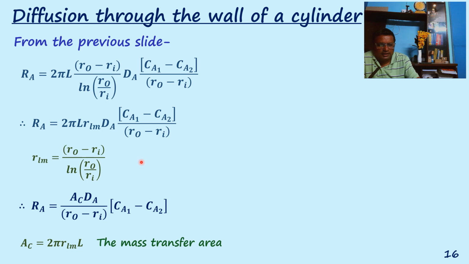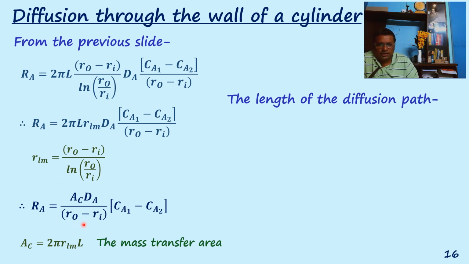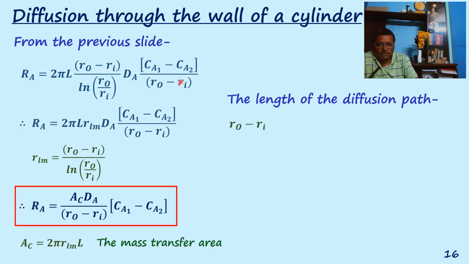Okay, that is the mass transfer area, the area available for diffusion. The length of the diffusion path is the thickness of the cylinder, that is R0 minus Ri. So in this way we get an equation at the end of the discussion. For this particular case, we get an equation where we will be able to calculate the rate with all the terms present in the equation known to us. So Ra is equal to AC into dA divided by R0 minus Ri into Ca1 minus Ca2.